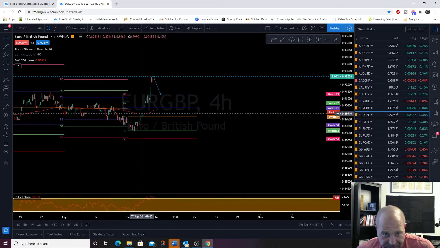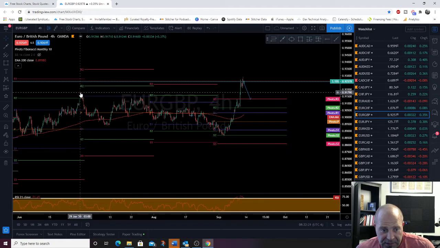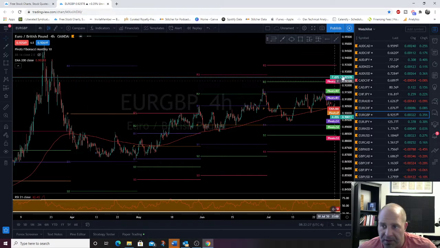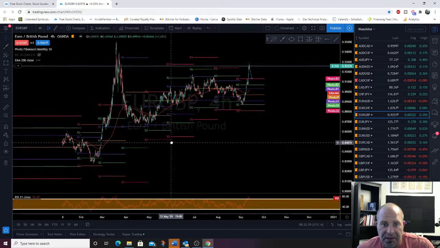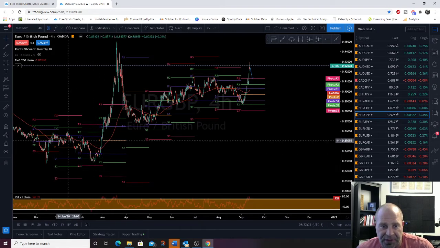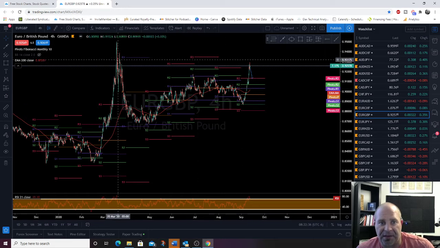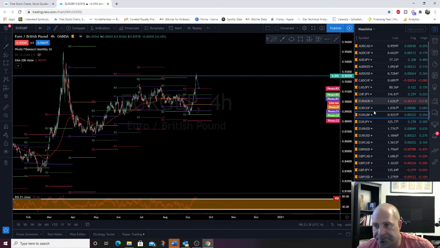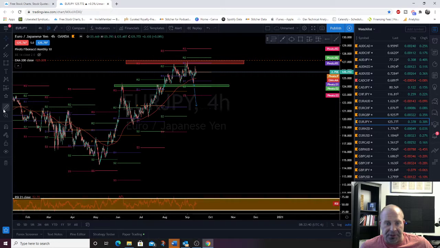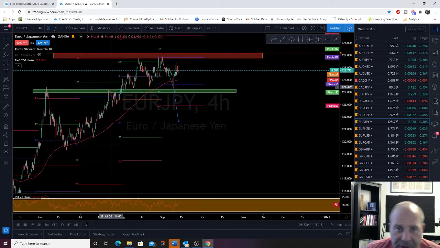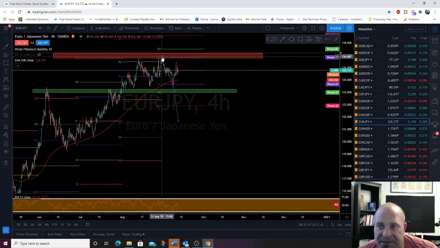This was pre-COVID. This is what COVID did, and now we're kind of making an attempt at these highs again. So really good pair to look for that decent pullback. We found resistance up here at the 126,887 area.